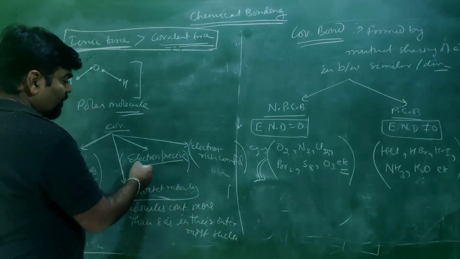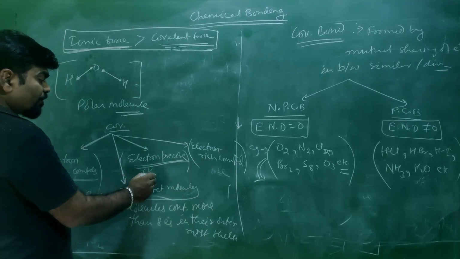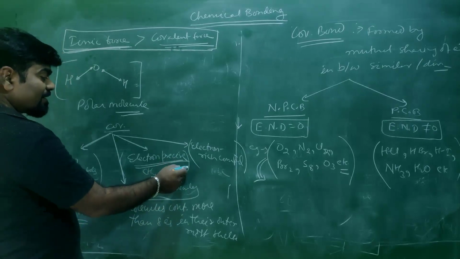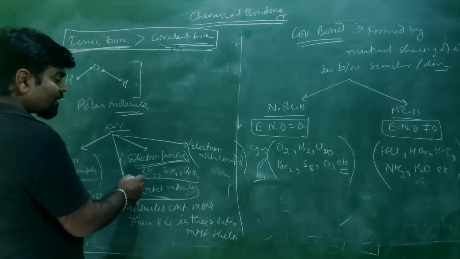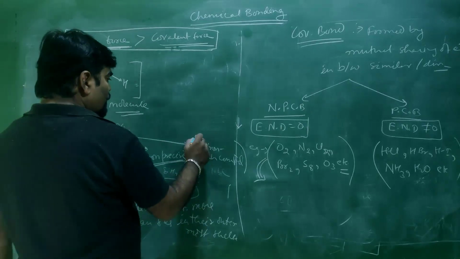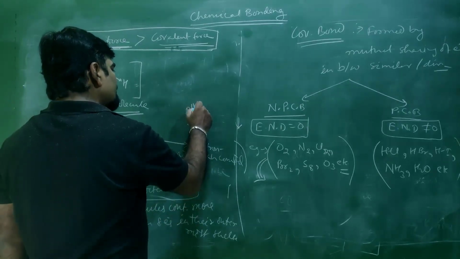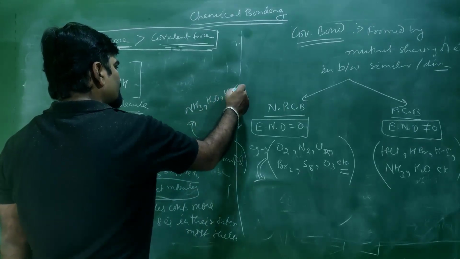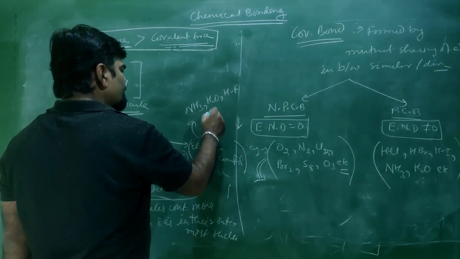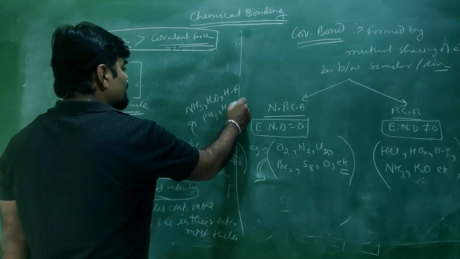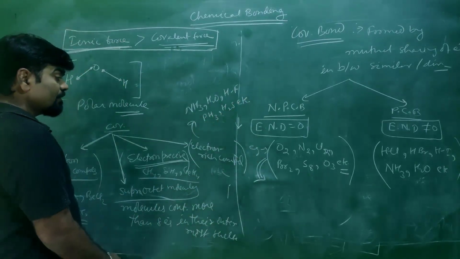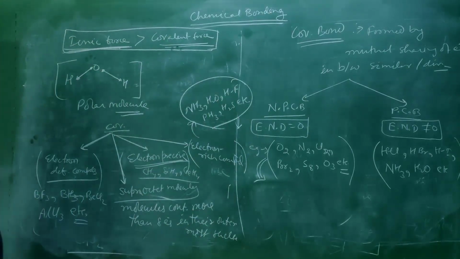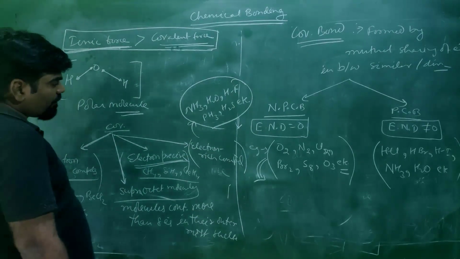Now electron precise molecules are like CH4, SiH4, GeH4, etc. So they are electron precise molecules. Electron rich molecules are like NH3, H2O, HF, PH3, H2S, etc. That is, they have electron pairs in excess. That is called an electron rich species.